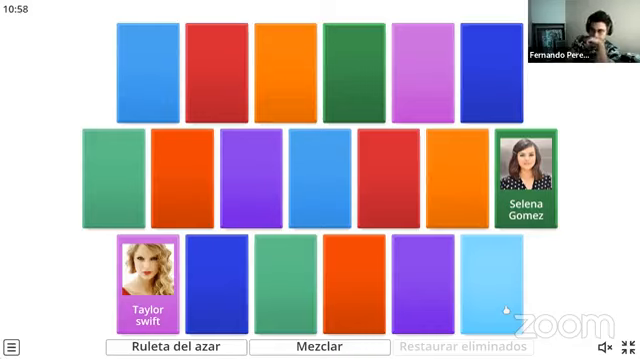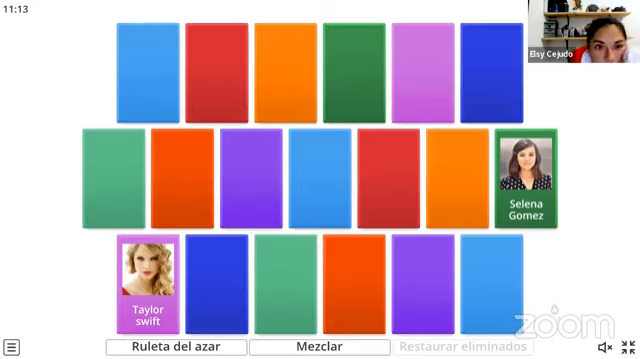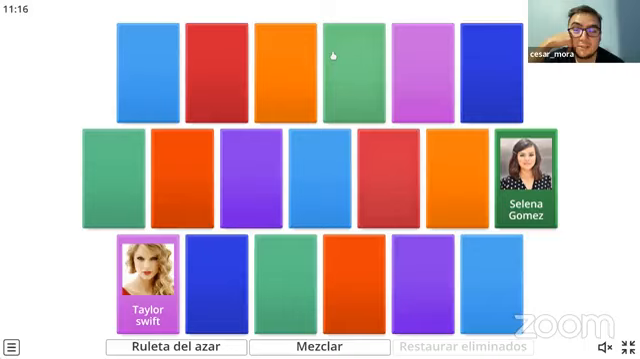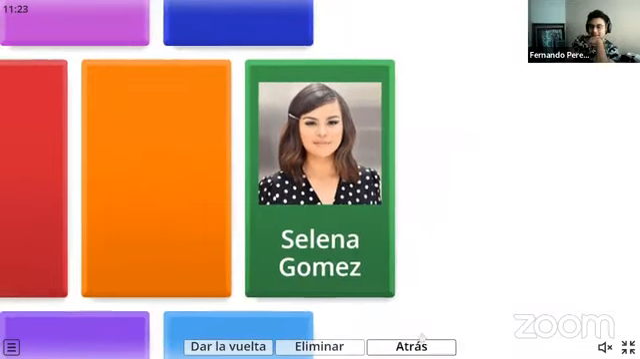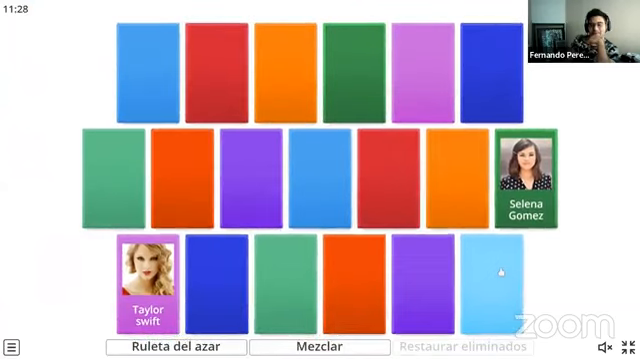Is she blonde haired? Excellent pronunciation. She isn't. Okay, is she Selena Gomez? Yes. Let's go. Selena Gomez was the correct one. I agree with it. Good job.